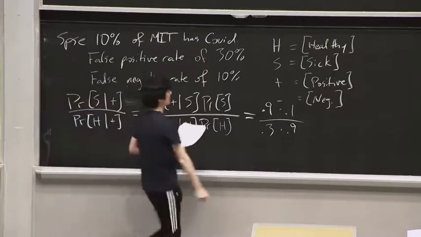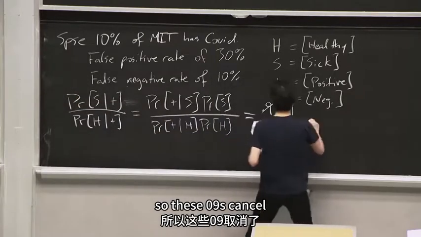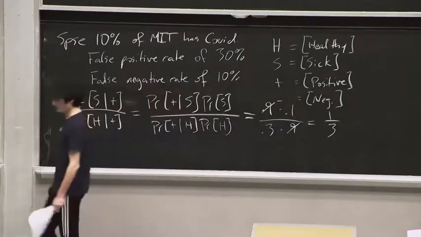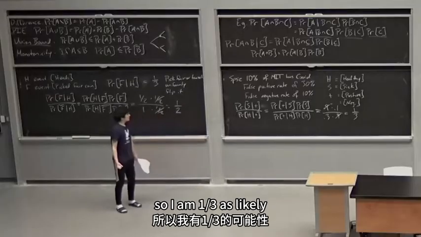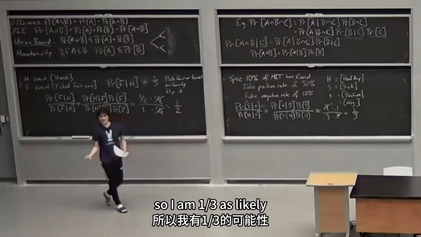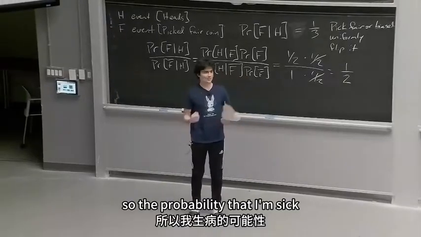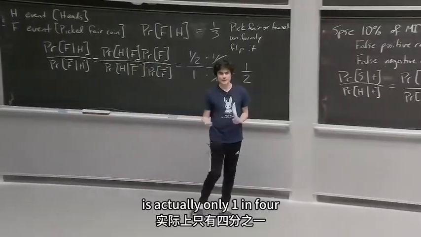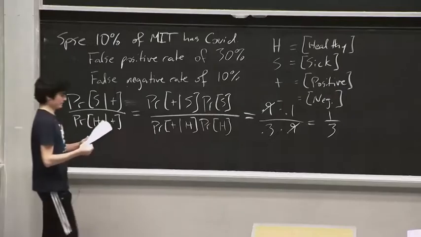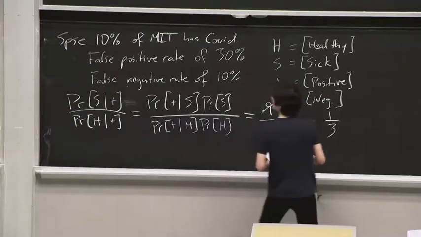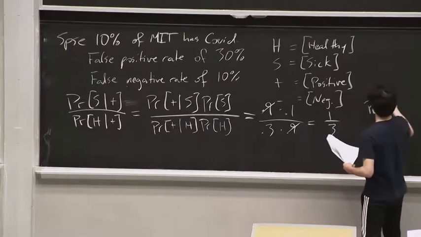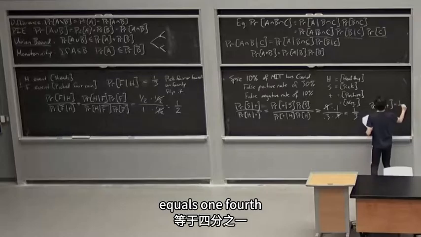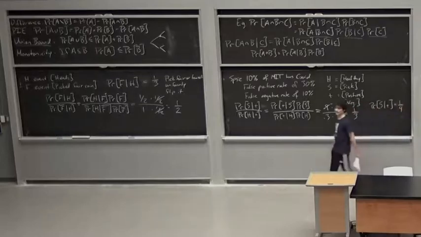Okay? So these 0.9s cancel. This is going to be 1/3. So I am 1/3 as likely to be sick as healthy. So the probability that I'm sick, conditioned on getting the positive result, is actually only 1 in 4. So probability S given plus equals 1/4.